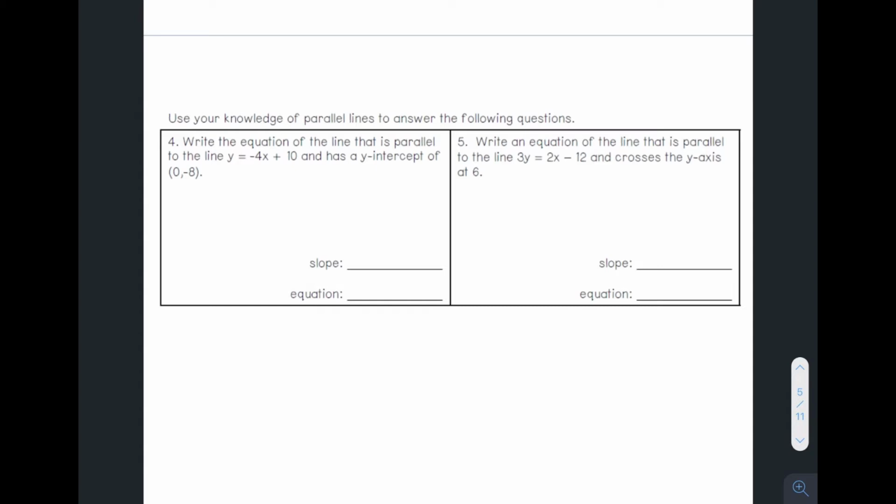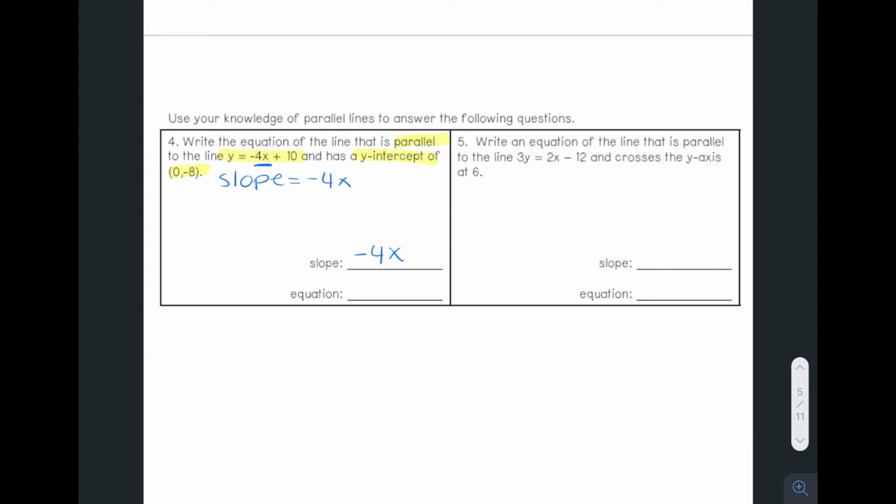Write the equation of a line that is parallel to line y equals negative 4x plus 10, and it has a y-intercept of negative 8. So they're asking us to write an equation for a line that will be parallel to the original equation that they gave us. The slope for the original equation is negative 4x. So the slope for my new equation will also be negative 4 times x.